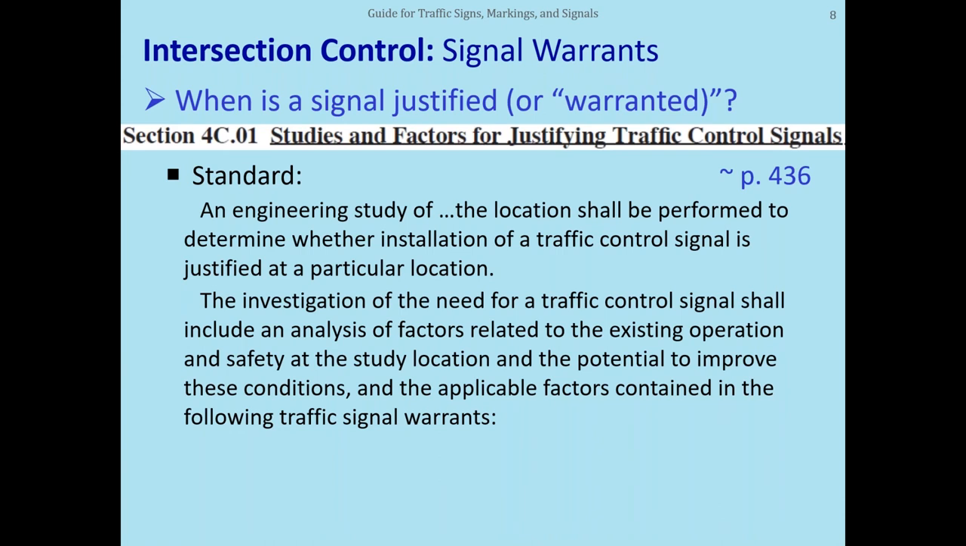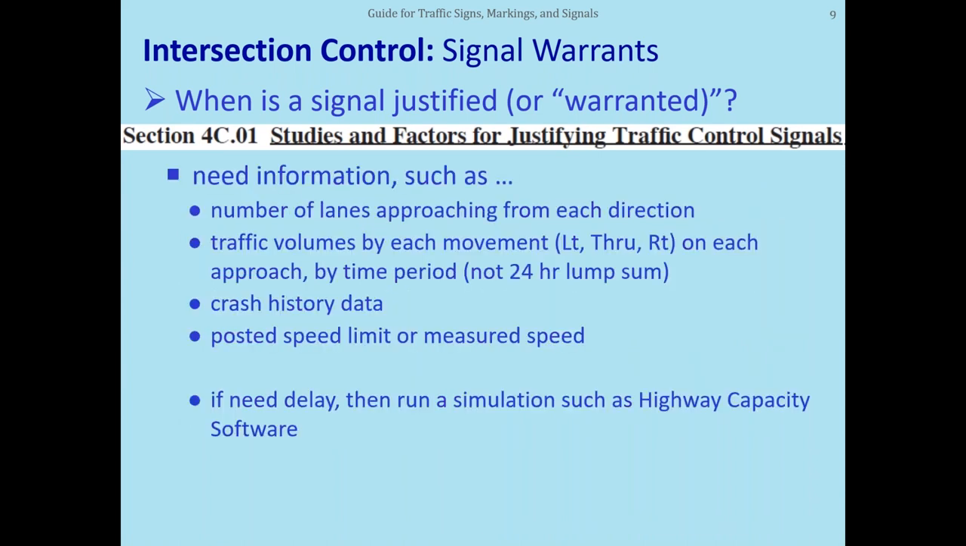To put in a signal, the manual has a practice or procedure for going through and evaluating the situation, and they call these justifications warrants. If you're considering a location for a signal, they want you to conduct an engineering study. To do this study, you acquire data about the location, lanes, volumes, crash history.